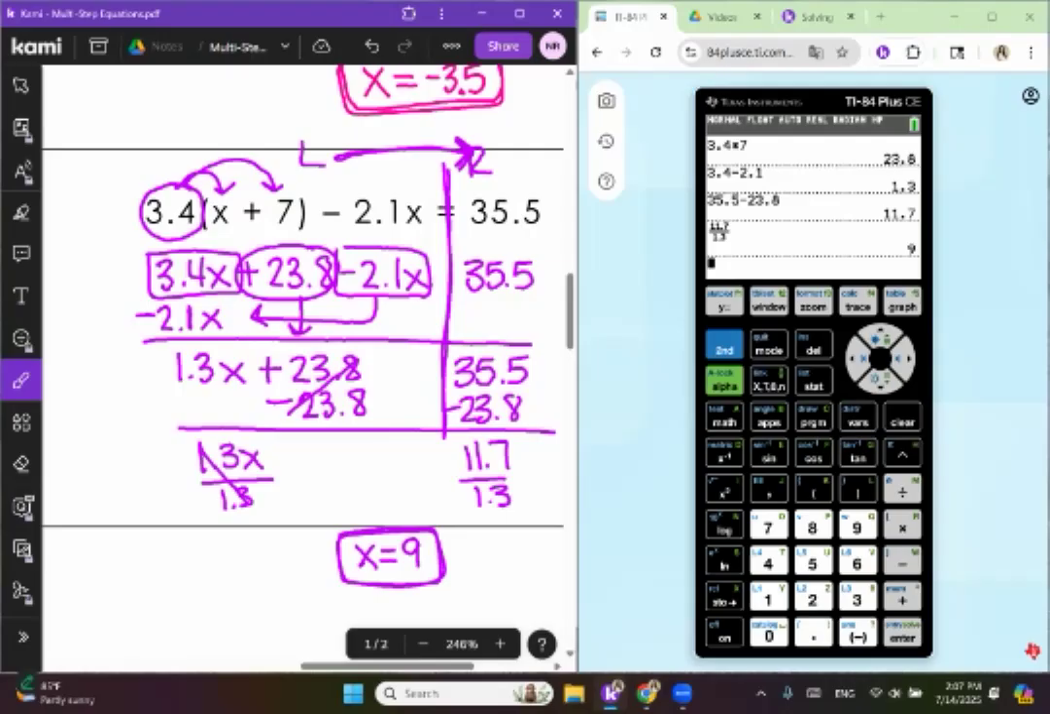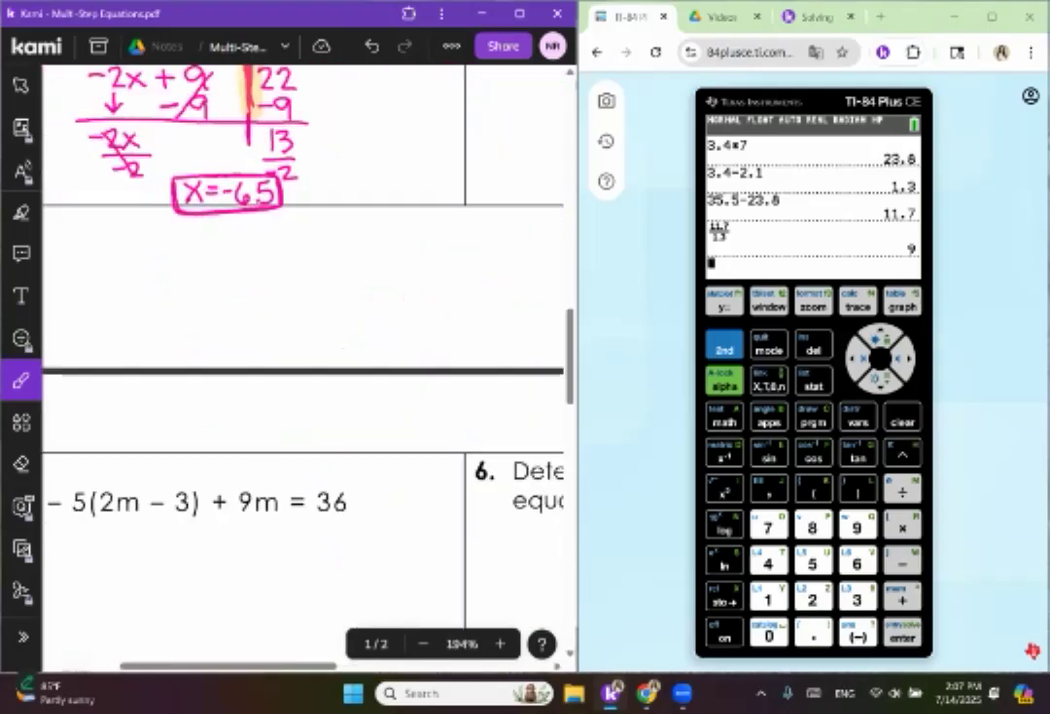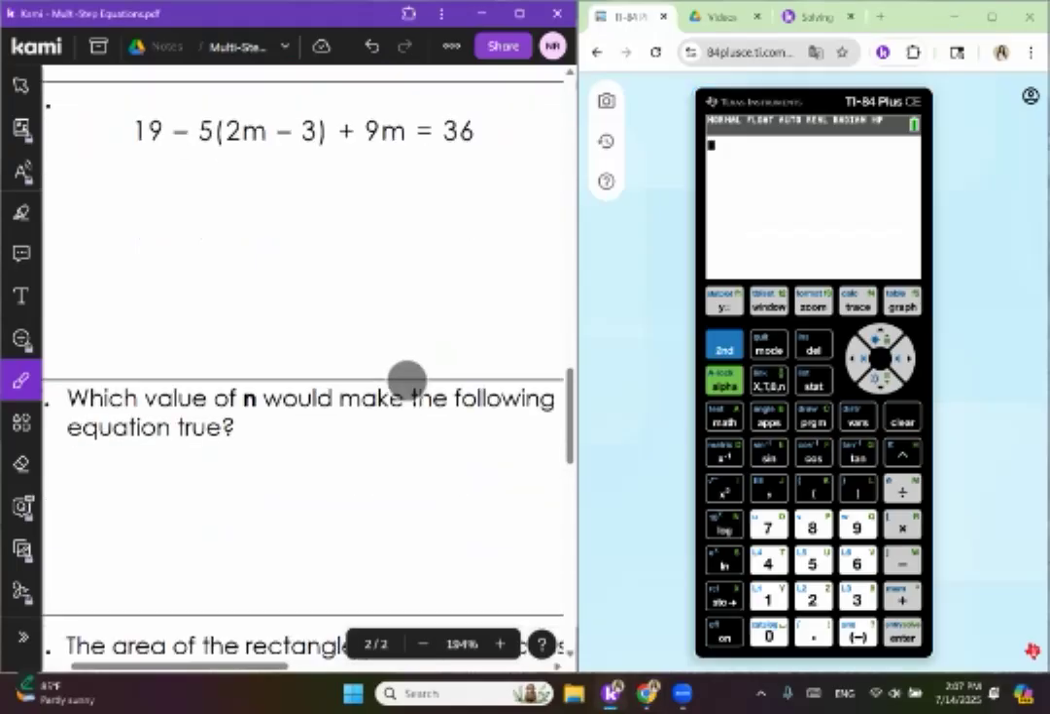All right, moving right along. One more straight practice question before we move on to star-like questions. Star examples.